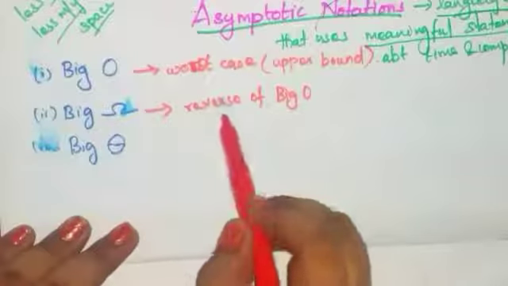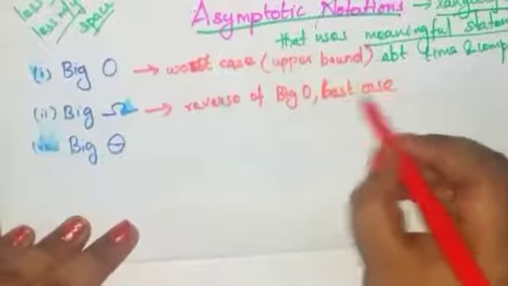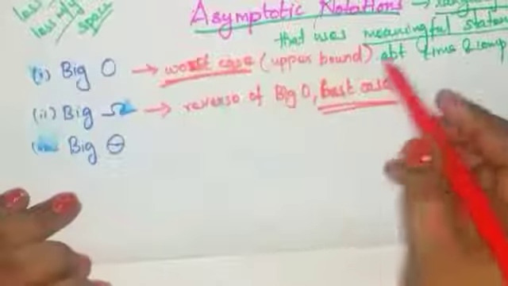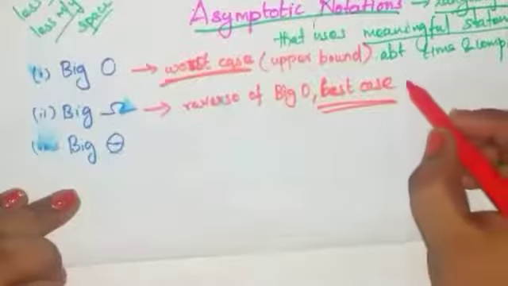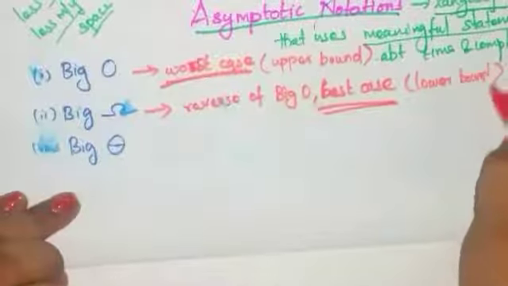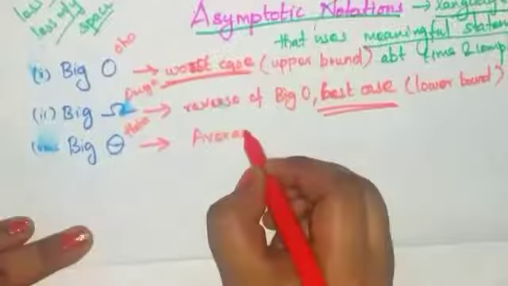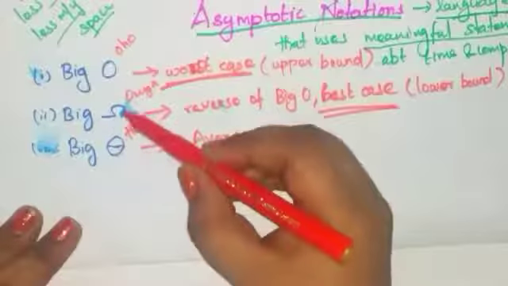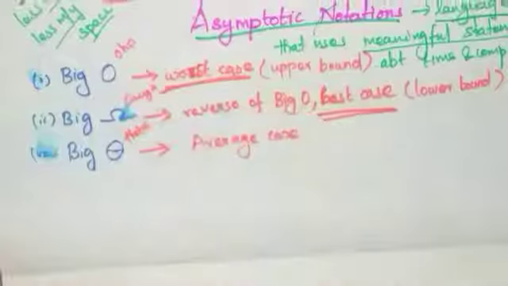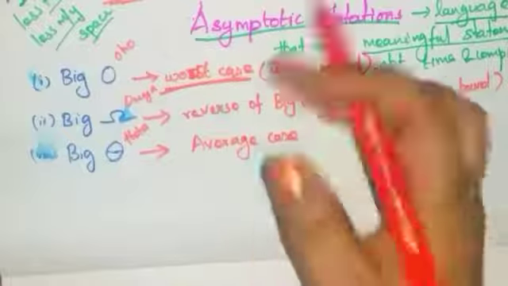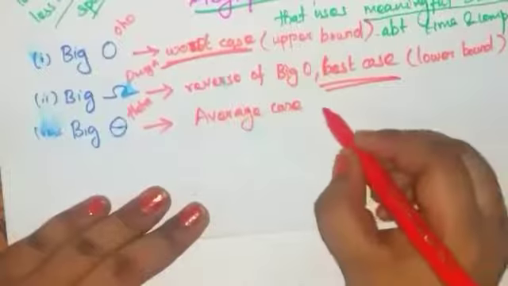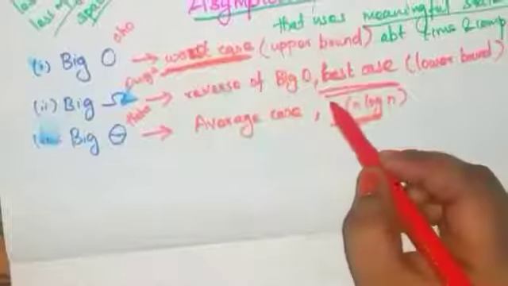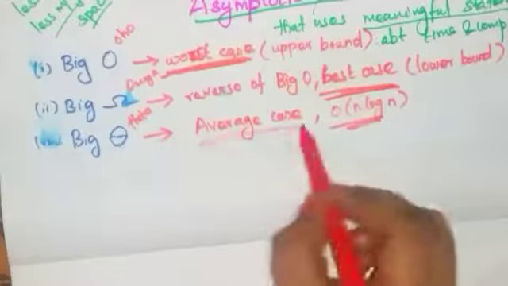Then big omega means what? Best case. This is the worst case, this is the best case. Big O is described by the upper bound, but big omega is described by the lower bound. What do you mean by big theta? It is the average case. It is defined in between big O and big omega, which means between the lower bound and upper bound. It is expressed as order of n log n. So big O is worst case, big omega is best case, and big theta is average case.